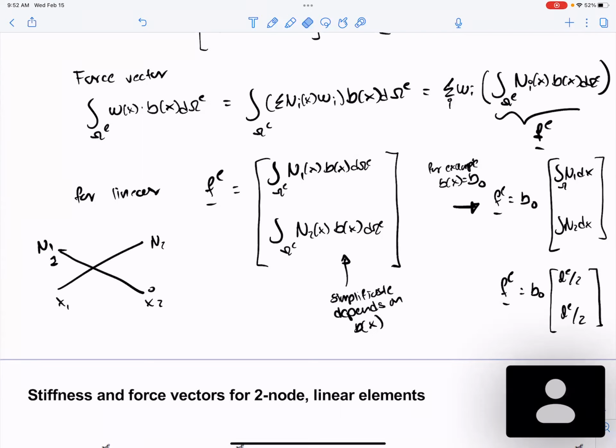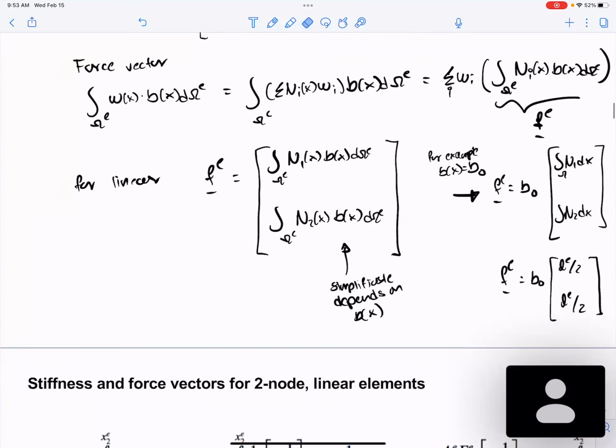But again, this is not simplifiable in general, depending on what b of x is. If b of x is just a constant, then the force vector is just that value times length over 2, length over 2. I think I also have the case where b is linear. I won't derive it, but I think it's on the slides. Any questions up to this point? It's a little bit of a recap of Monday. I'll upload the slides as always.